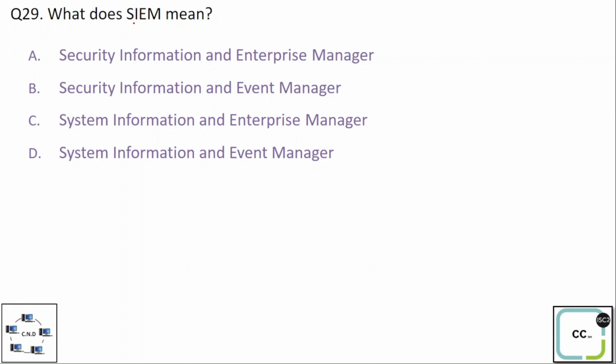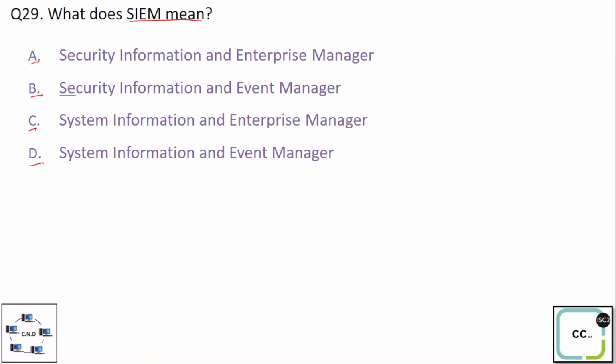Question number 29. What does SIEM stand for? The options are option A, Security Information and Enterprise Manager. Option B, Security Information and Event Manager. Option C, Security Information and Enterprise Manager. And option D, Security Information and Event Manager. So in fact, we have two options. The two options are basically repeated.